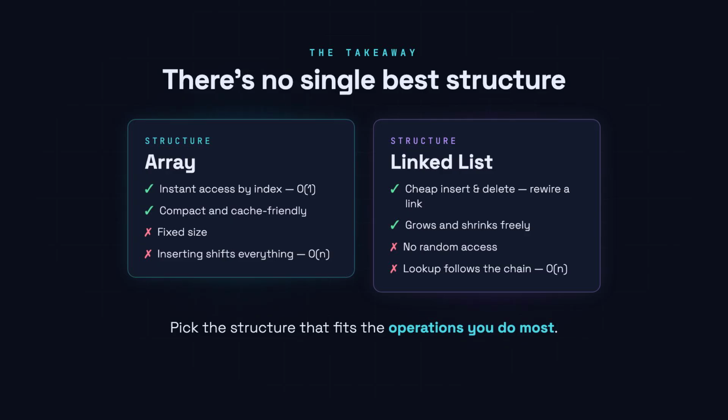A linked list scatters its items and threads them together with pointers, so it grows and shrinks with ease, but reaching an item means following the chain, and the scattering hurts cache speed. And underneath it all sits the divide between the stack, where local variables come and go automatically, and the heap, where data you request with malloc lives until you free it. There is no single best structure, only the right one for your data, your operations, and the machine you are running on.